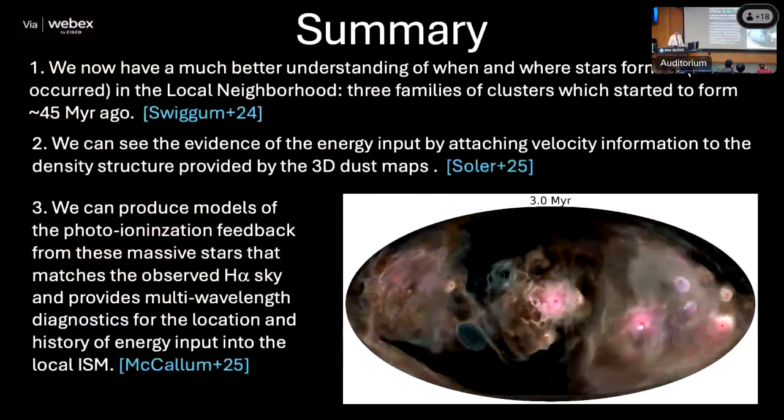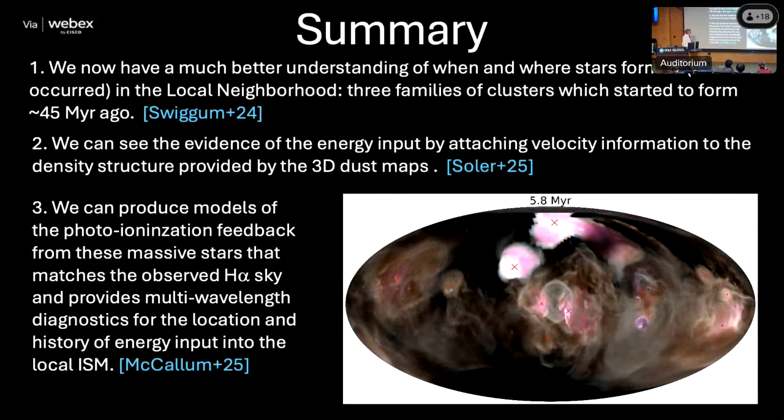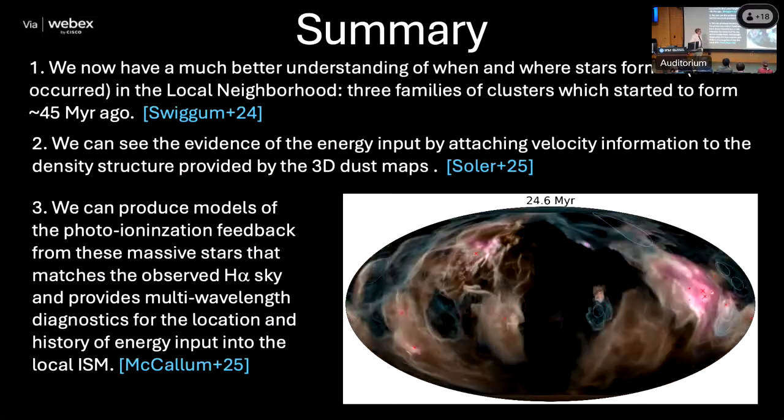So we can look at this, and sort of by eye, we can try to match the morphology of the ISM to what we see, and we get a star formation and supernova rate that's similar to Swygen. So again, consistent ideas of how the energy is being pumped in the ISM.